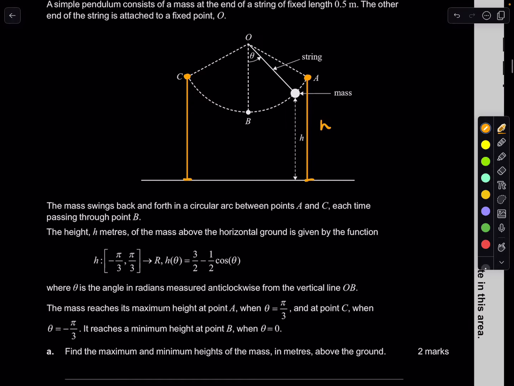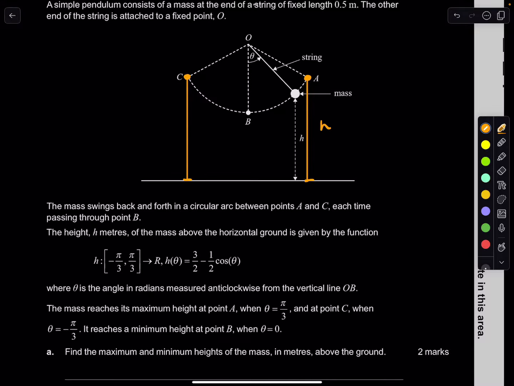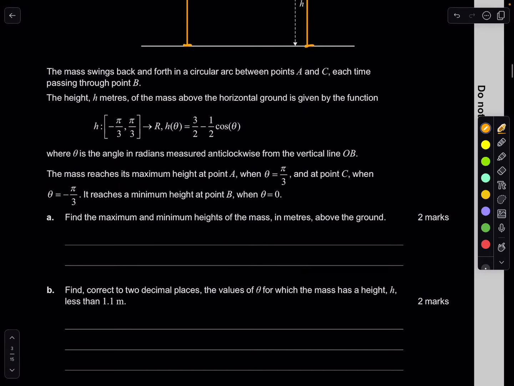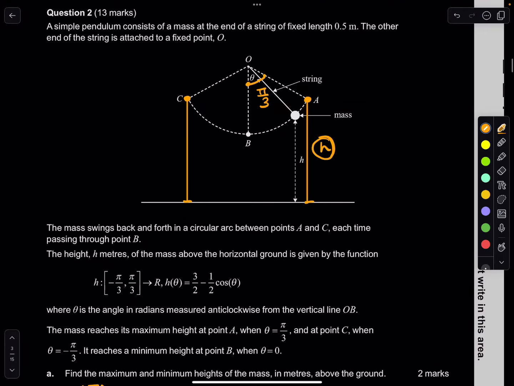So how do we find that height? Quite easy. We know the angle, in this case just for A, from 0 to A it's pi on 3. You sub in, so h of pi on 3 should give you the height above the ground. It should be the same for C, because it's also the maximum. It should also be the same when you sub in negative pi on 3.